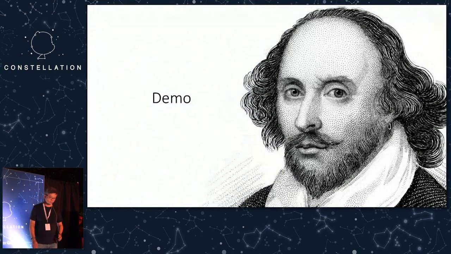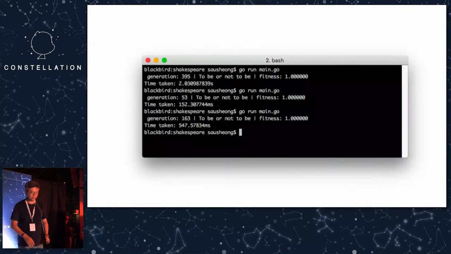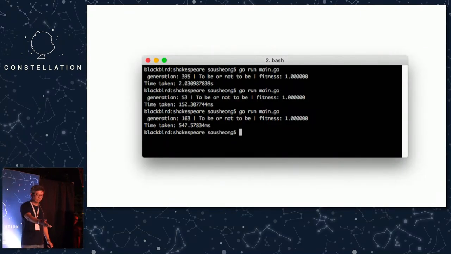All right, let's move on from Shakespeare. Every time you run it, it's going to be slightly different. This is an example of how I ran it: 2 seconds, 152 milliseconds. Generally speaking, it's random, so I can't really control how fast it runs, but it will not be 934 trillion years. I can assure you that.